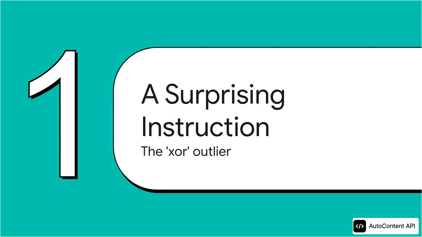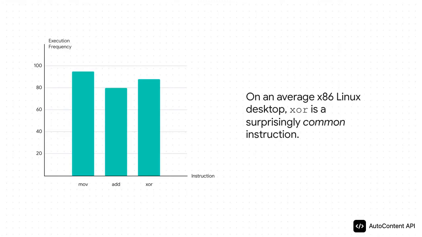Now, to really get why this little instruction is so special, you first have to understand why it's so weird that we see it so often in the first place. So check this out. If you actually look at which instructions your computer's CPU is running most of the time, you see the stuff you'd expect, right? Things like move to move data around or add for math. But then there's this one that just sticks out like a sore thumb, that tall bar right there. It's XOR, which stands for exclusive OR.